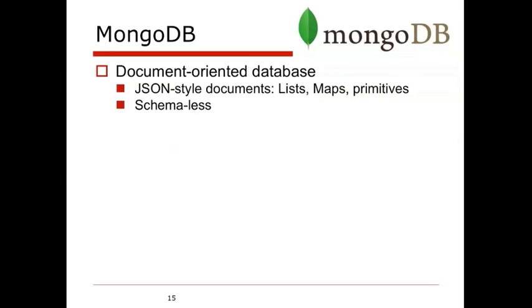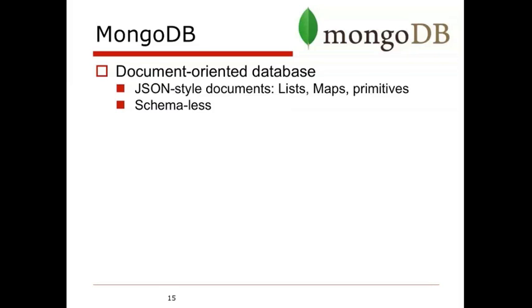So one of the databases I'm going to talk about today is MongoDB, and that's a document-oriented database. And what that means, at least in the context of Mongo, is that a document, which is its unit of storage, is actually a JSON-style document.